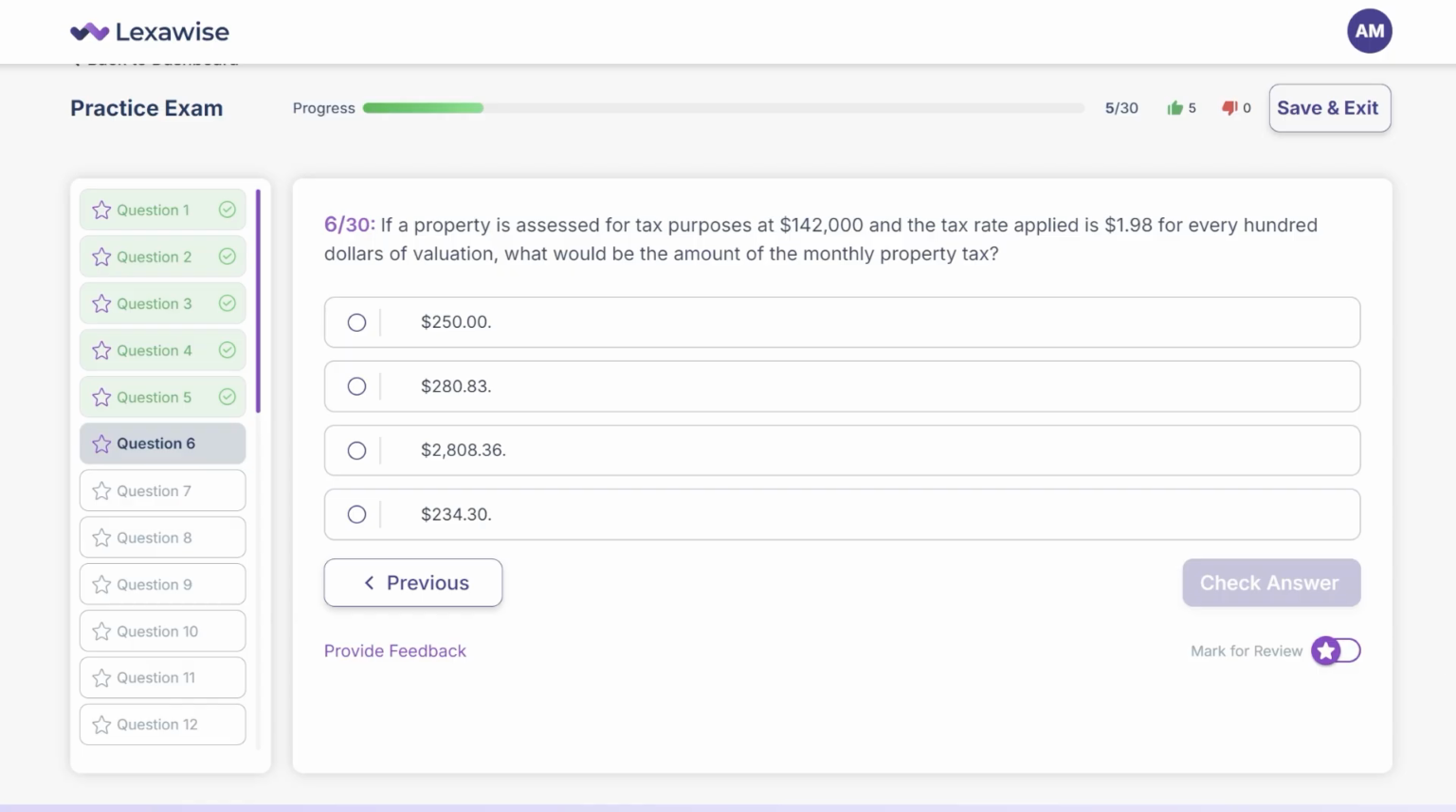Next one. Ready? If a property is assessed for tax purposes at $142,000 and the tax rate applied is $1.98 for every $100 of valuation, what would be the amount of the monthly property tax? A, $250. B, $280.83. C, $2,808.36. D, $234.30.